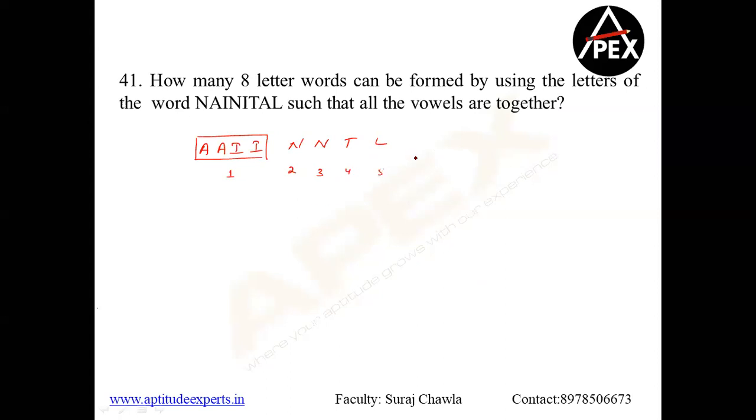Clear? So 5 things in 5 places will be 5 factorial. Now externally, I know 2 N's are repeating, so divided by 2 factorial. Inside the block, I have 4 things in 4 places, which will be 4 factorial. Now I have 2 A's repeating, that will be 2 factorial. I have 2 I's repeating, that will be 2 factorial. So 5 factorial into 4 factorial by 2 factorial into 2 factorial into 2 factorial. That's it. This is going to be your answer.